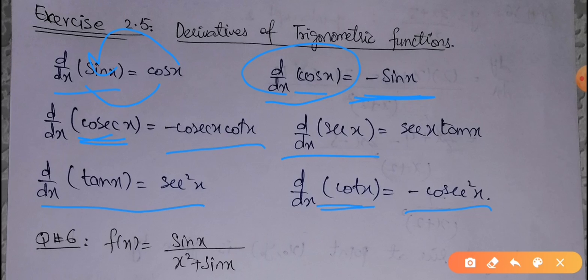Then the derivative of cosecant x is minus cosecant x cot x, and the derivative of secant x is secant x tan x, and the derivative of tan x is secant square x, while the derivative of cot x is minus cosecant square x.